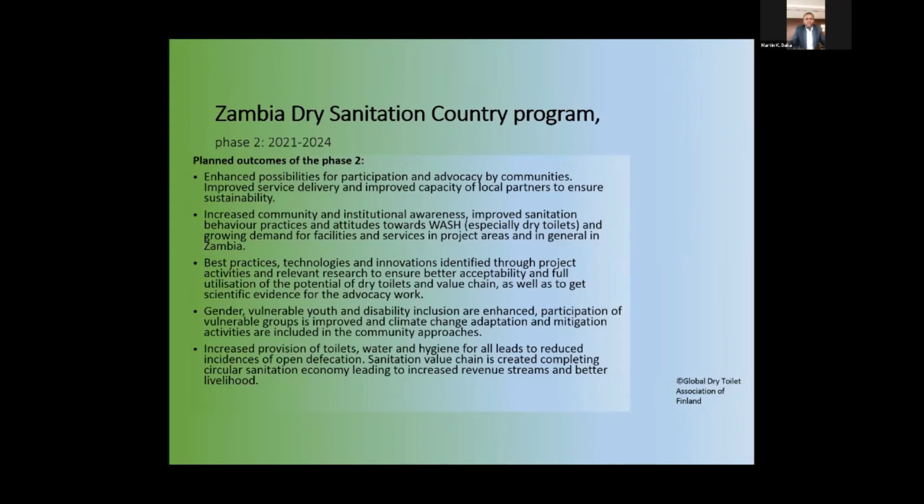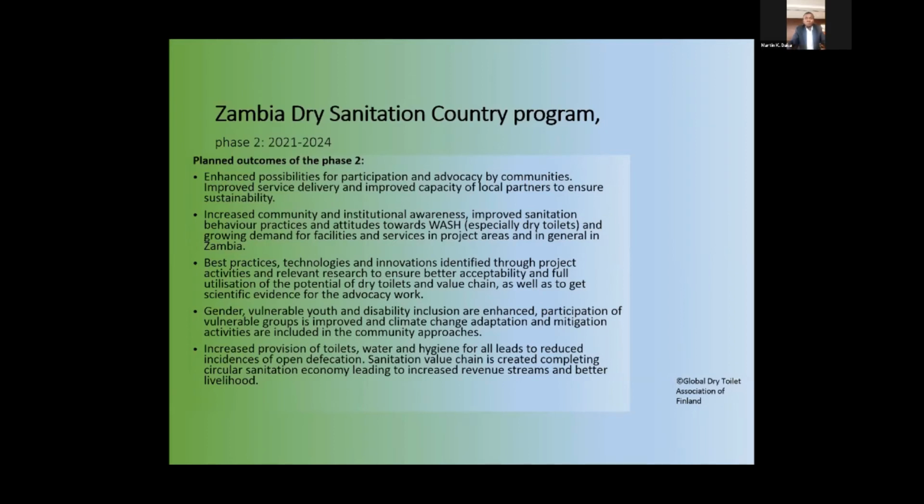So the best practices, technologies and innovations identified through project activities and relevant research to ensure better capacity and full scientific evidence for the advocacy work. And of course, gender, vulnerable youth, disability inclusions are enhanced. The participation of vulnerable groups should be improved, and climate change adaptation and mitigation activities are included in community approaches.